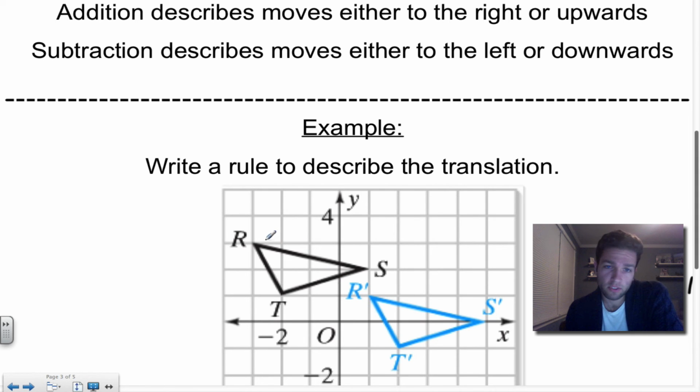So I would just double check with the other points. 1, 2, 3, 4, 1, 2. So from R to R prime, I also moved 4 to the right and 2 down. And in T, I moved 1, 2, 3, 4 to the right and 2 down.